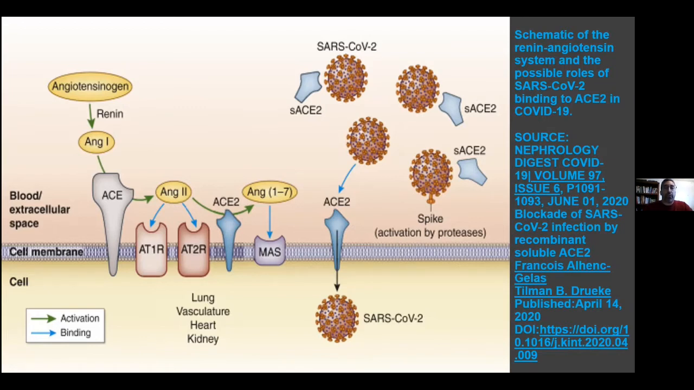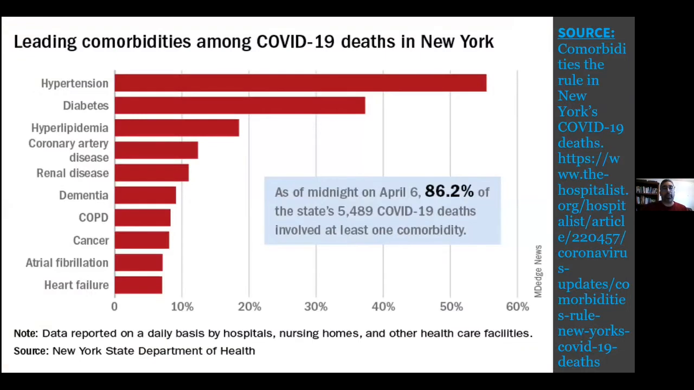The risk translates to other associated conditions which affect the heart, such as diabetes, high cholesterol, kidney disease, heart electrical pathway problems like atrial fibrillation, and heart failure. So here's a slide back on April 6, 2020, about leading comorbidities among COVID-19 deaths in New York. And it's a very dramatic graph.